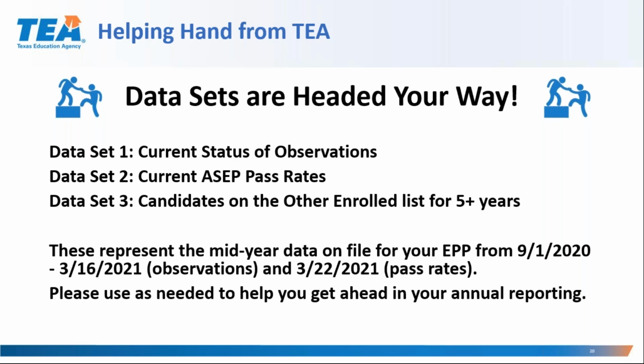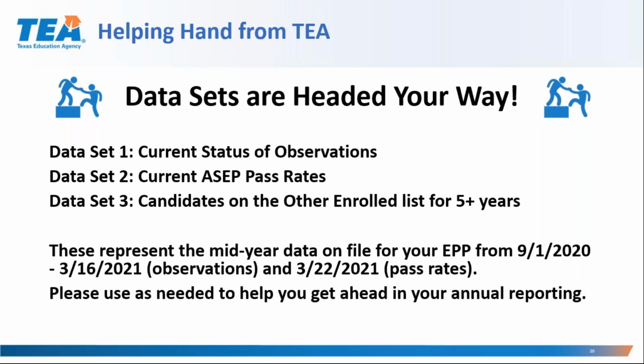Sometime today, your EPP legal authority will receive 3 data sets that represent data generated and/or reported by your EPP from September 1st, 2020 through mid-March. The first 2 data sets will include observations your EPP has reported for all candidates during 2020-2021 through March 15th, and the current test pass rates for tests taken by your candidates through March 22nd.